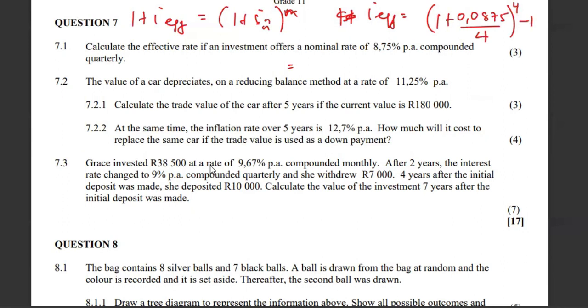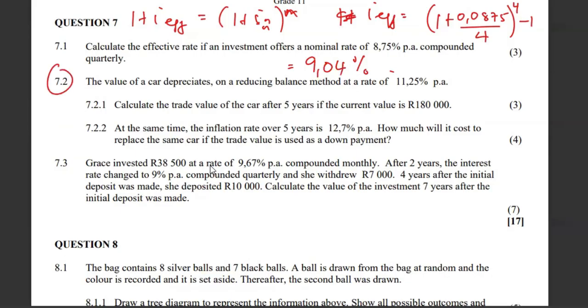So remember, the answer we get should not be far away from the 8.75, just around that figure. So 1 plus 0.0875 over 4, to the exponent of 4, and then we are subtracting a 1. Okay, so I'm getting 0.0904 something. When I multiply that by 100, this gives me 9.04%, which is just around the 8.75 mark.